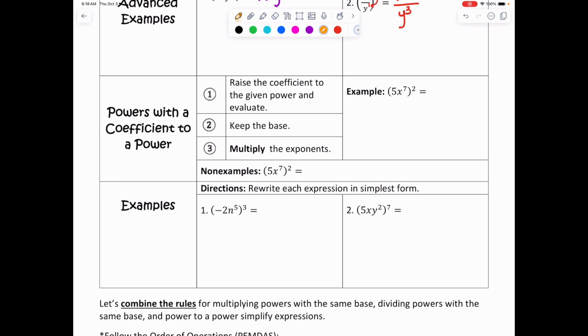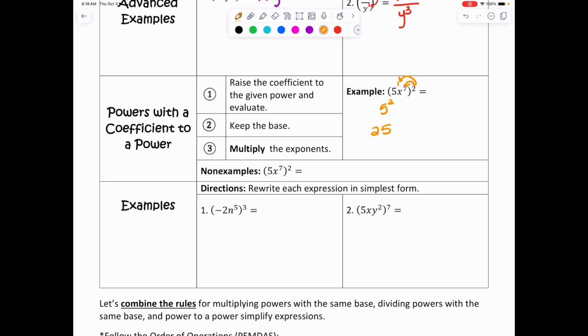5 is the coefficient, x is the base, 7 is the exponent. We have to make sure we raise the coefficient to the given power and evaluate just like we raise the other things to the power on the outside. So I'm going to write a little 1 next to the 5. And I have to make sure 2 gets multiplied by that 1 and multiplied by that 7. So 5 to the 1st, then squared, is going to turn into 5 to the 1 times 2, which is 2, which makes this 25.